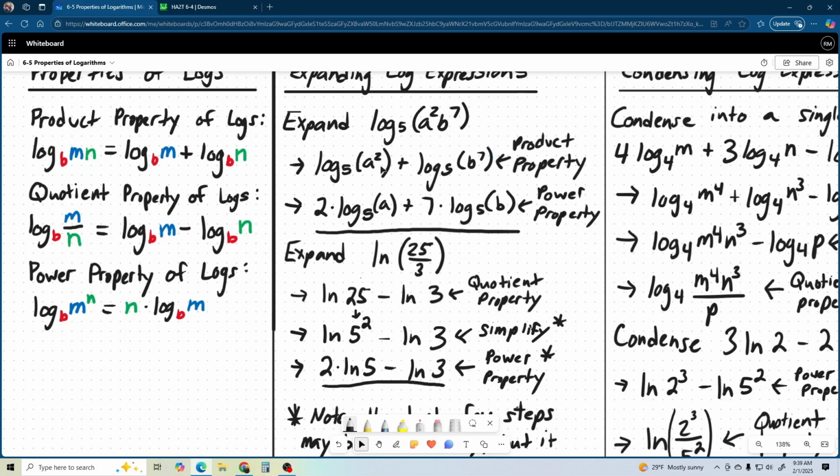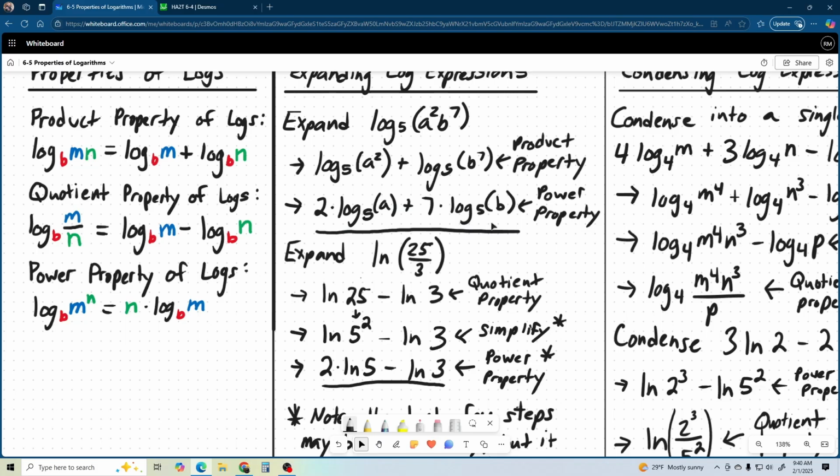Now what we're going to do is, this is a squared and b to the 7th. We can move those exponents out to the front because of our power property, right? So where this was once a squared, it's now going to be a, but the 2 is going to come in front. And where this was once b to the 7th, this is going to become b, and the 7 is moved out here to the front. So this is our fully expanded answer: 2 times log base 5 of a plus 7 times log base 5 of b.